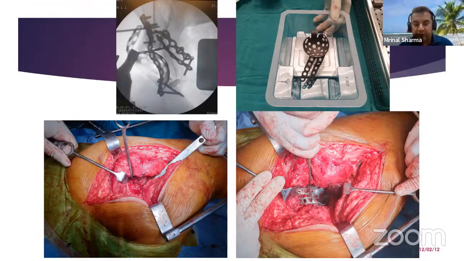Now, when you use these cages, it is very important that you put the bone graft in the bed, and there should be some bone graft which should be placed inside the floor of the cage also, so that once that bone graft incorporates, that cage is stabilized. So that will help in reducing the failures.